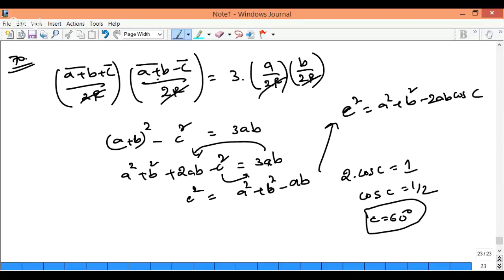So alternatively, if we have the negative sign at B, then B is equal to 60 degrees, and if we have the negative sign at A, then A is equal to 60 degrees.